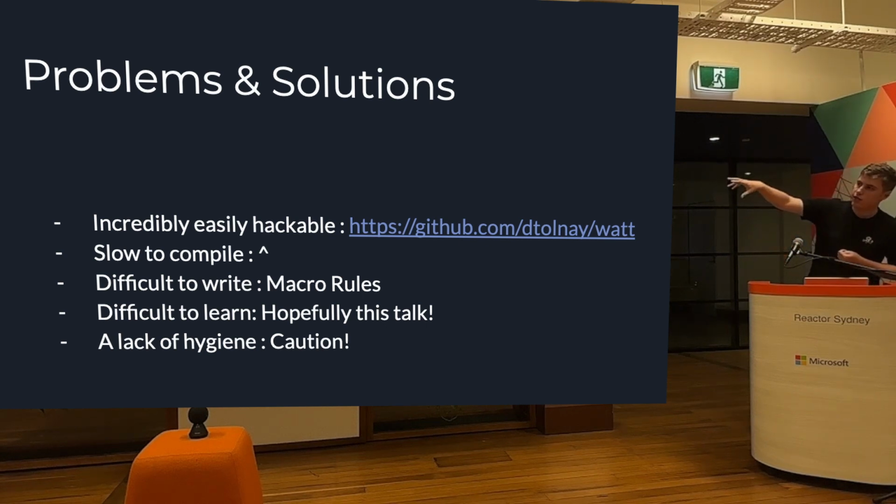Final thing is hygiene. Basically, proc macros, because they're just dealing with tokens, they don't know variable scopes. They don't know whether or not something's going to be accessible to them. So you have to be really careful when you're writing a proc macro that no matter where somebody calls it, even if, for example, they've redefined String or something like that, you're not going to blow up because they've redefined String.